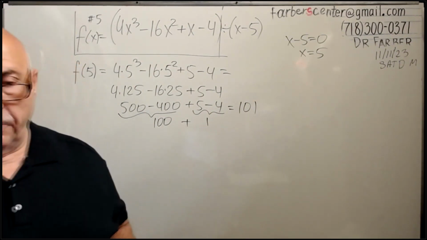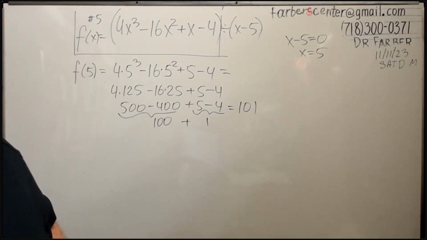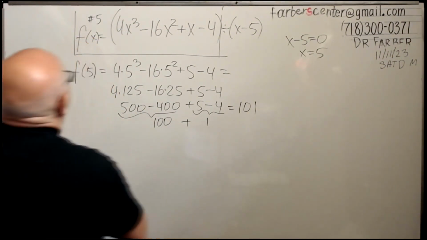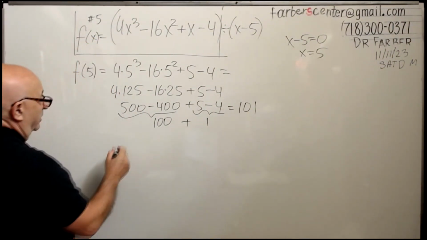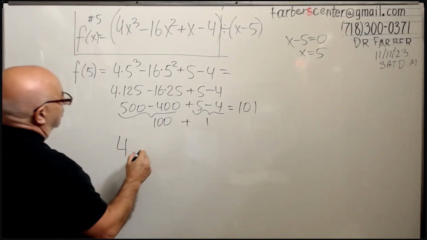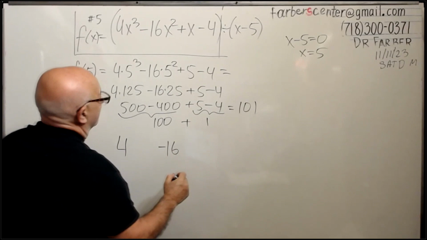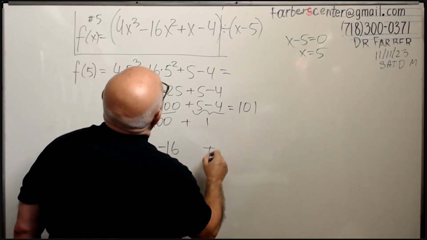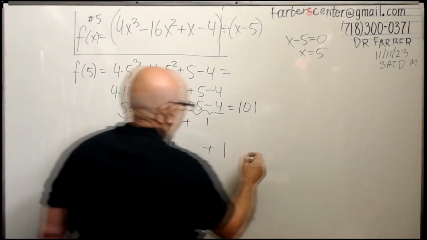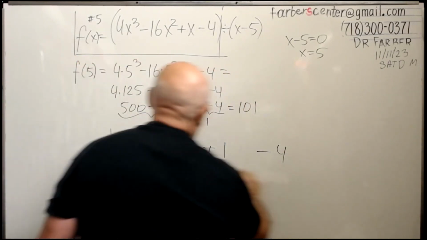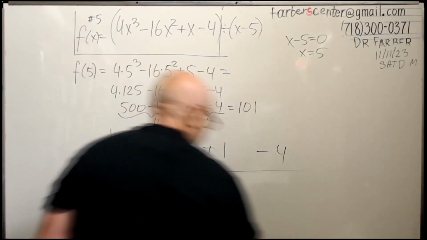Who would like to solve the same problem using synthetic division? Okay. So write these coefficients like a robot: 4, minus 16, plus 1, and minus 4. Make this angle. I make it a little bit more.